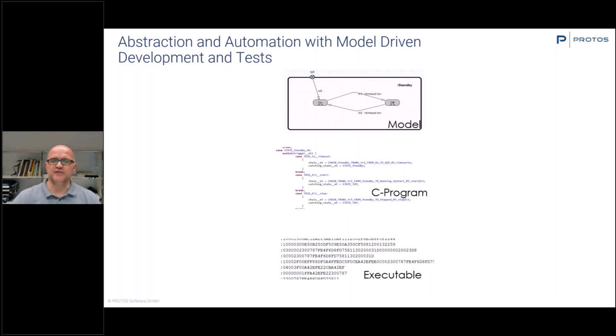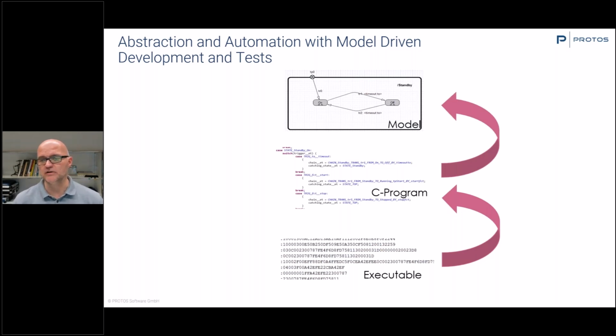One level above, if you create a state machine, for example, that's a much higher level of abstraction. In a state machine, you can describe what you want. In a C program, how it has to be done. And in the executable, how the processor understands it. So from executable to the C program, you leave away a lot of details that are not interesting for you as a human being. And from the C program to the model, you leave away the how and focus on the what. So you have an abstraction.